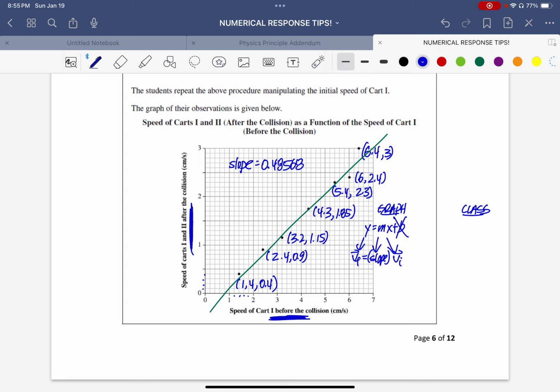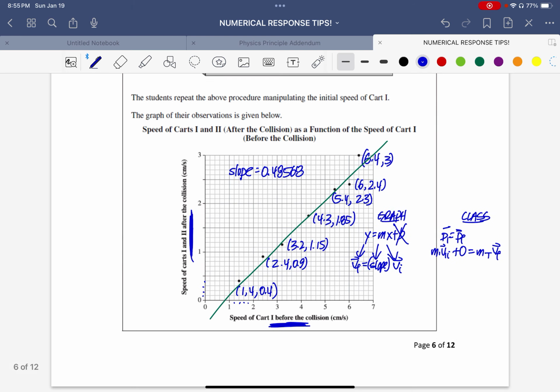And the equation from class that relates all this together, PI equals PF. M1 V1I plus 0, because cart number 2 is at rest, equals M total times VF. We're going to solve for VF because that's what we solved for over here. So let's say VF is equal to M1. Let's take the M total over by dividing. VF is equal to M1 over MT times V1I.